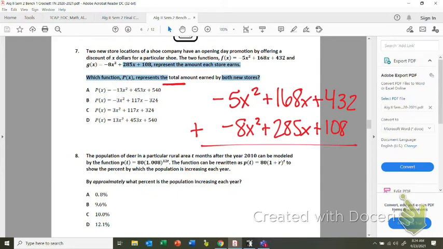You are adding like terms. All right, when you add those up, 432 plus 108 is what? 540. 168 plus 285 is 453x. And negative 5 minus 8 more is a negative 13x squared. So the answer must be A. Yep. Good.